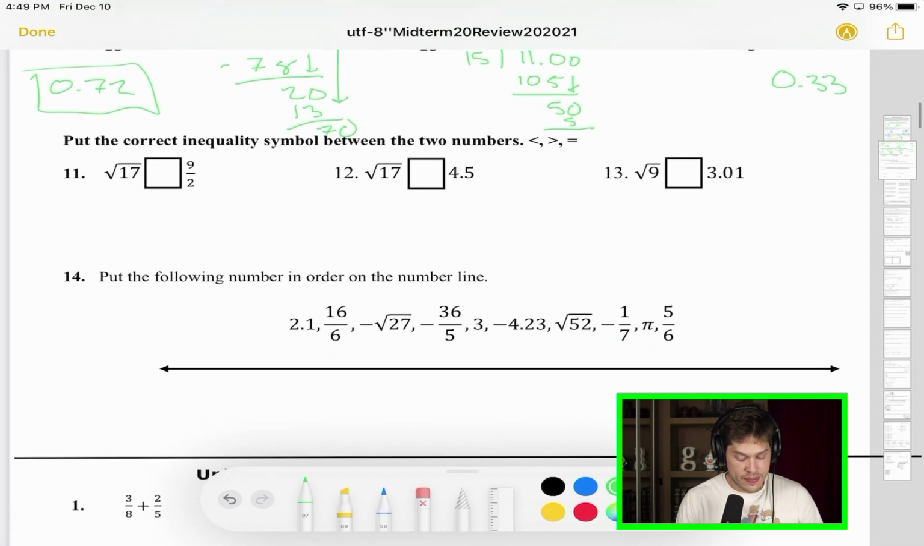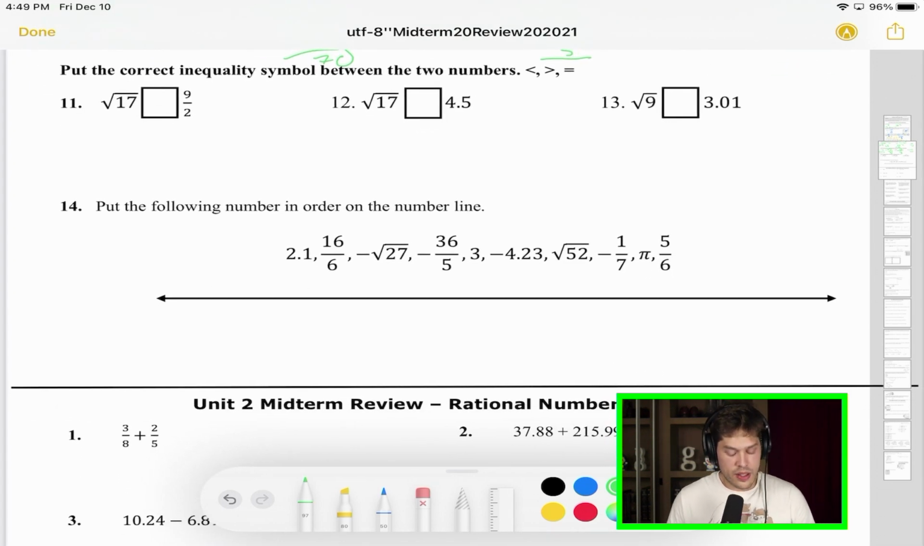Okay. 11, 12, and 13. Put this inequality symbol. So square root of 17. Again, we know square root of 16 to be 4. We know square root of 25 to be 5.